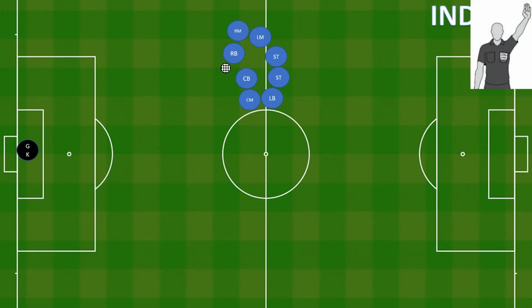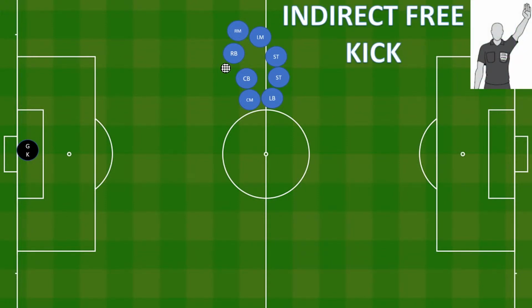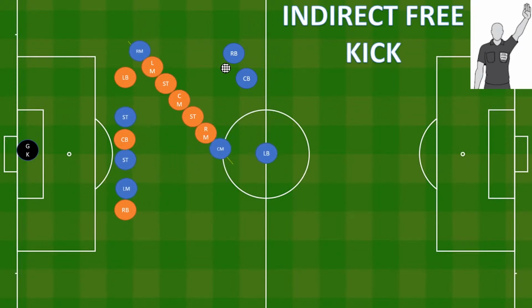Here we have the ref has just put an indirect free kick signal out. That's when they put their hand up and keep their hand up. So what the defense will usually do is they're going to create a wall, and then behind that wall you're going to have their defenders, their back line. If the back line isn't there, then we're going to go off the last person on the angle, which would be the left mid in this case.